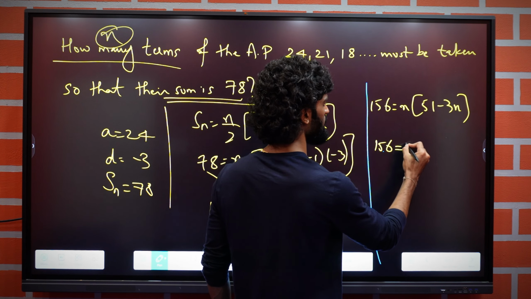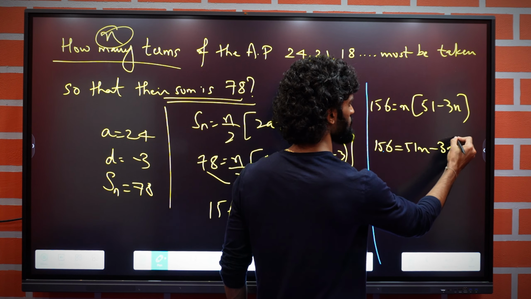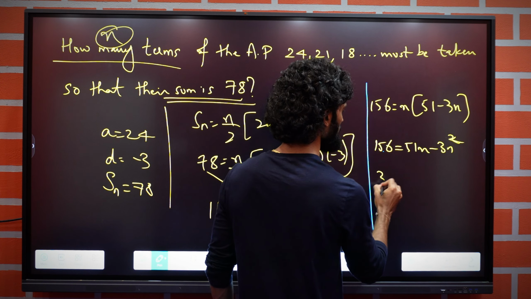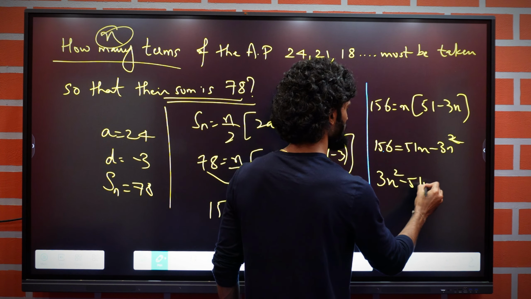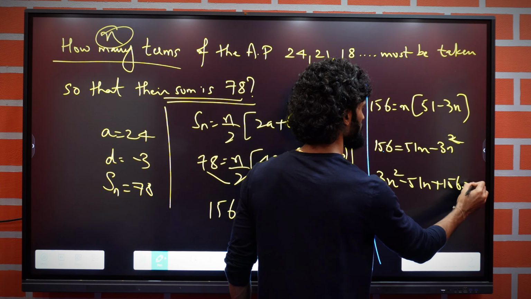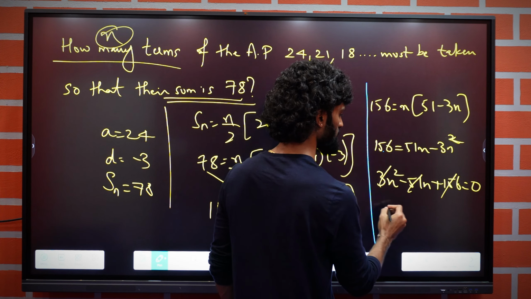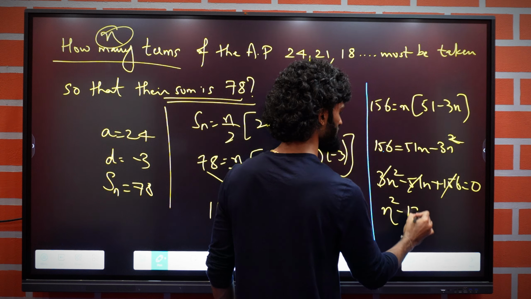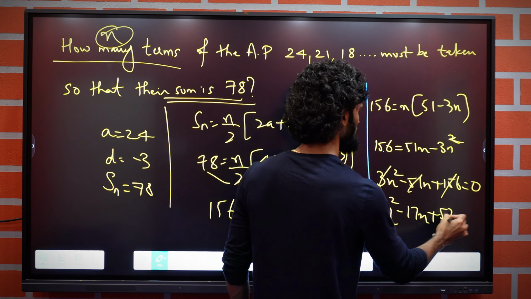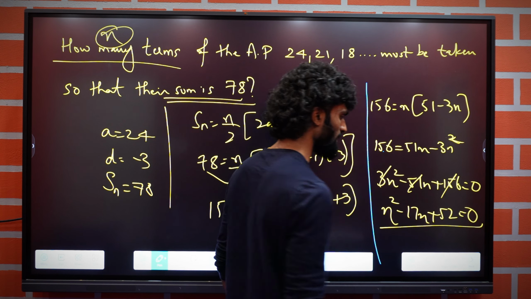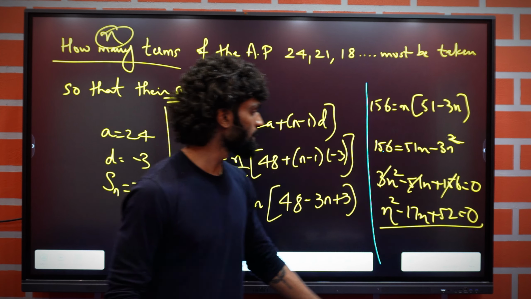156 equals 51n minus 3n square. Arrange them accordingly. It becomes 3n square minus 51n plus 156 equals 0. All three numbers are divisible by 3. So it becomes n square minus 17n plus 52 equals 0. This is my quadratic equation. I am not done with my answer. I am supposed to solve them.